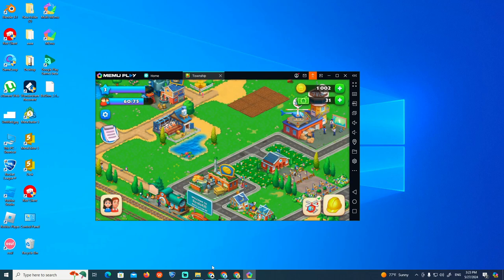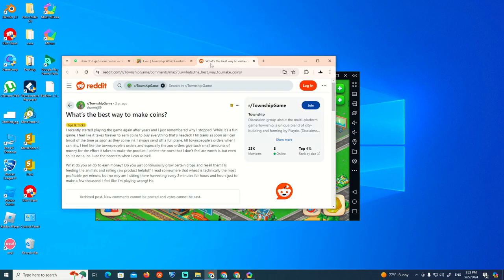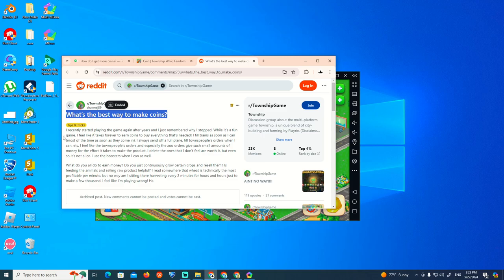Maybe that goes to be another insight on a way to make coins in Township. You can fulfill these situations, and that is all, guys, to help you.